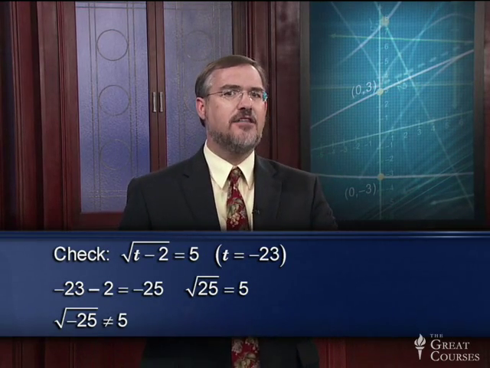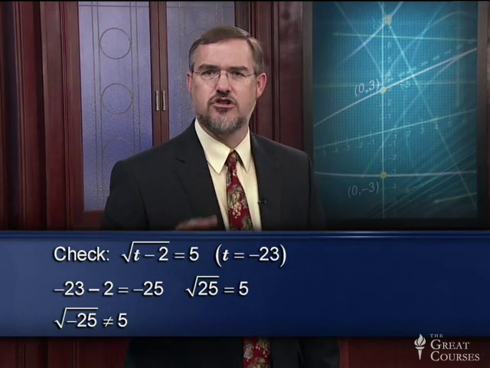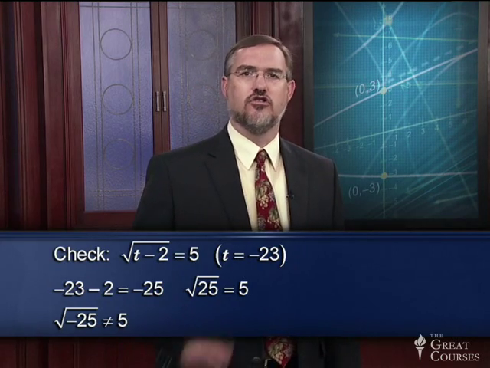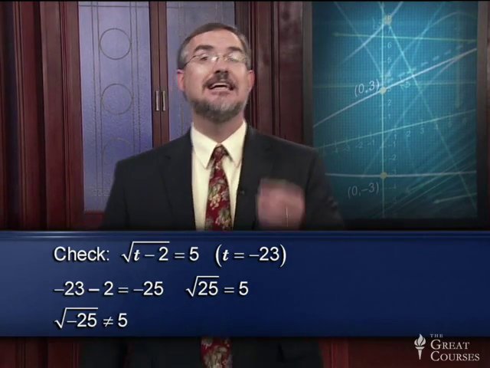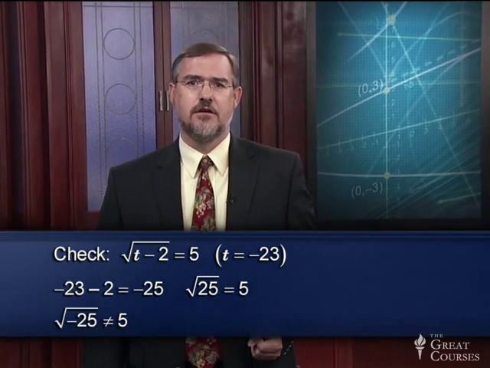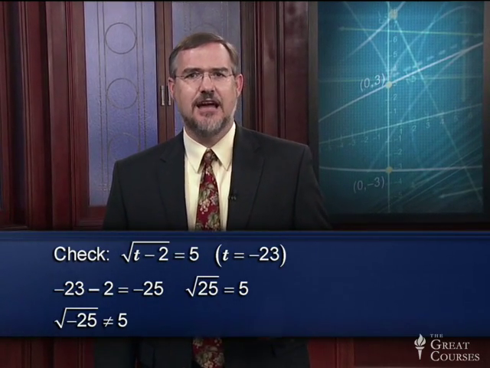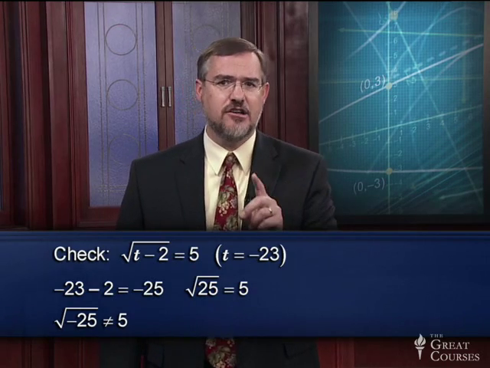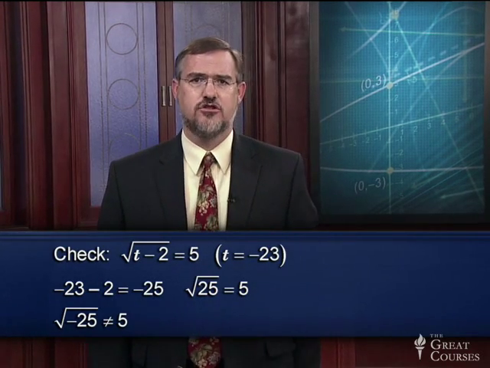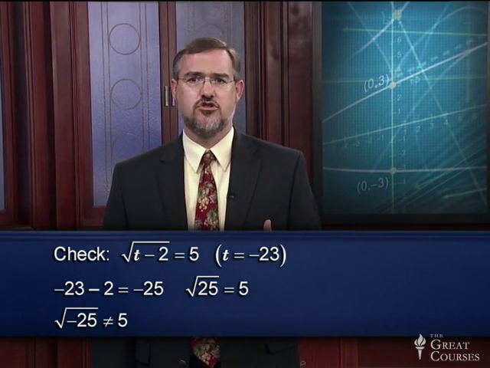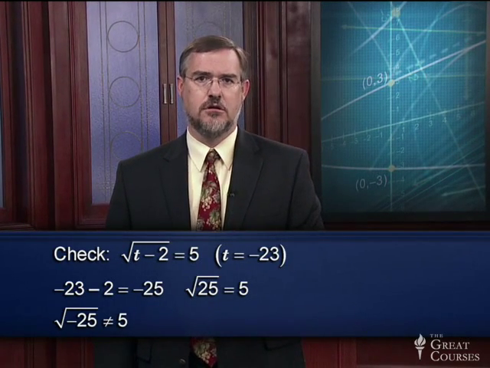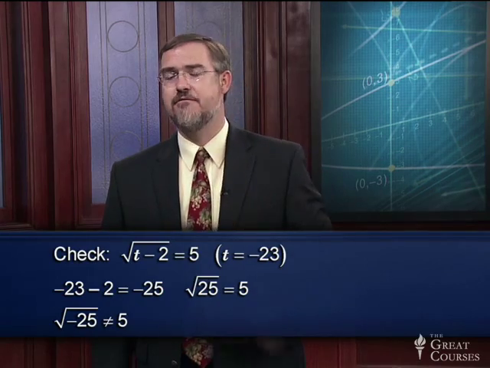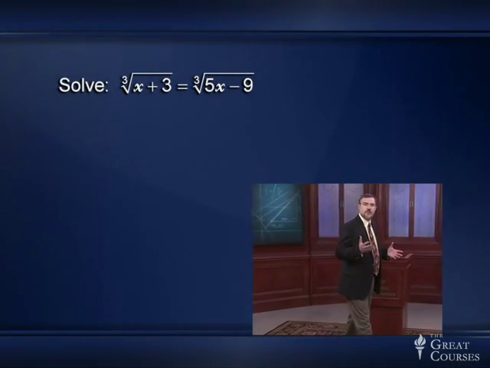So you can't hide those negatives. You've got to watch them, and you have to be very careful. You'll never be able to find a real number that you can multiply with itself to get negative 25. So t equals negative 23 is definitely not a solution of the original equation. We found that one solution, t equals 27, and that was the only solution of that equation, and that finishes that example. Okay, let's look at another example now.